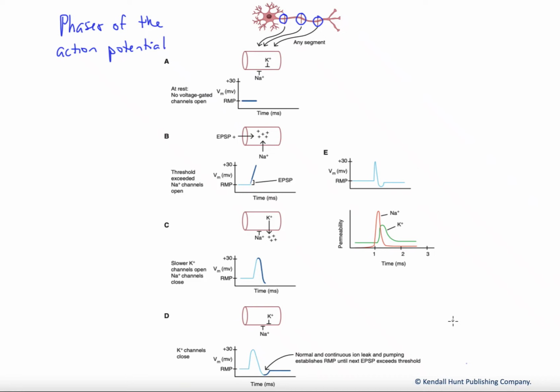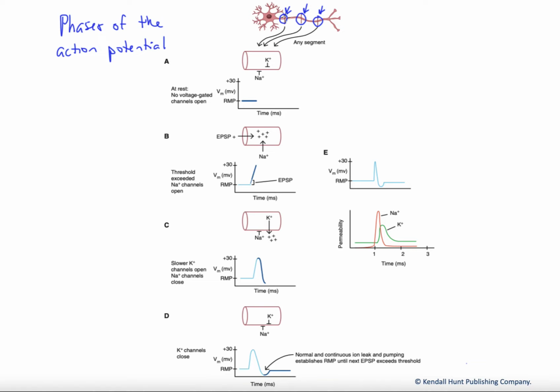Here we want to examine the individual events that cause the different phases of an action potential. Now, it's important to recognize that these events occur at any location along the axon. It's the same series of events that occur to generate an action potential at each individual segment. It's also important to note that an action potential generating another action potential downstream, and then another downstream from that, is known as a nerve impulse.